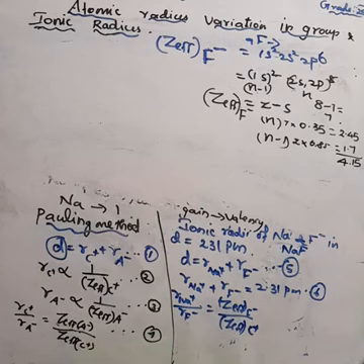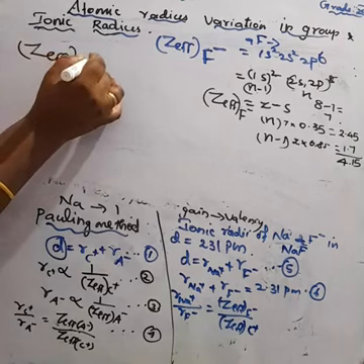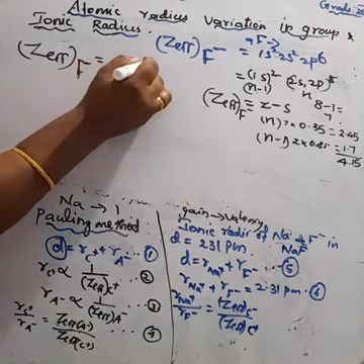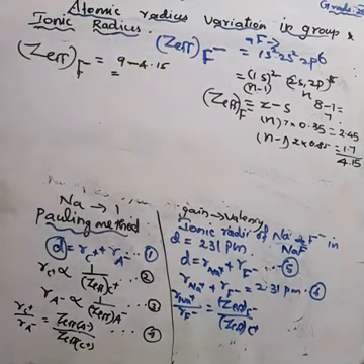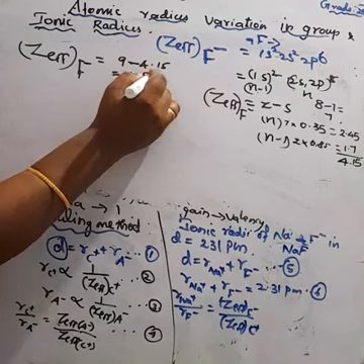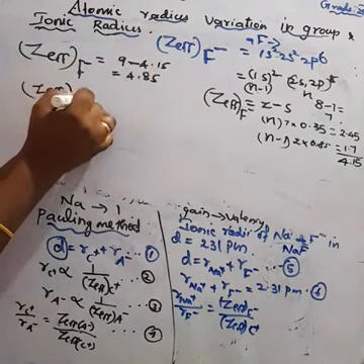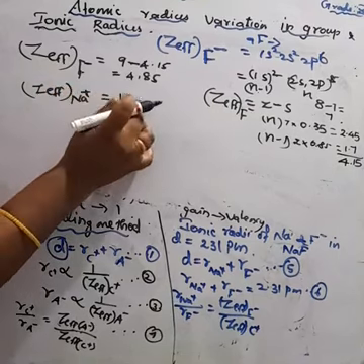9.9 minus 4.15, what is the value we get? 4.85. Like that, we are going to calculate the effective nuclear charge for the sodium cation, Z_eff for Na+. What is the atomic number? Z minus S. Z means the atomic number for sodium, 11, minus the S value. How will you calculate the S value?